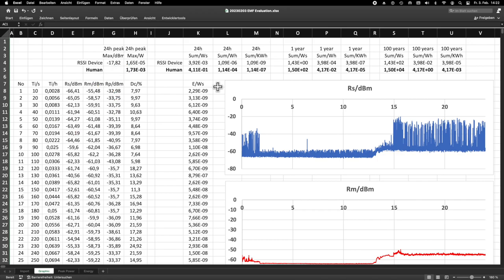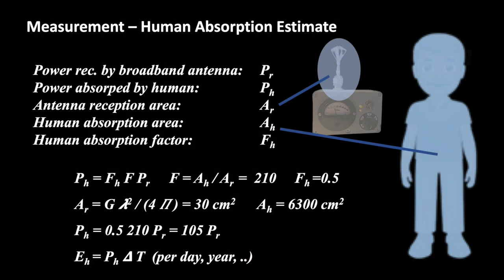The question now is, of course, how much radiation power humans absorb. The following consideration is sufficient for my estimation. An antenna has a so-called effective area. Within this area, the energy of the radio waves that are in the air flows into this antenna. The effective area of my cone antenna is 30 centimeters square. My body has an effective area of about 6,300 centimeters square.